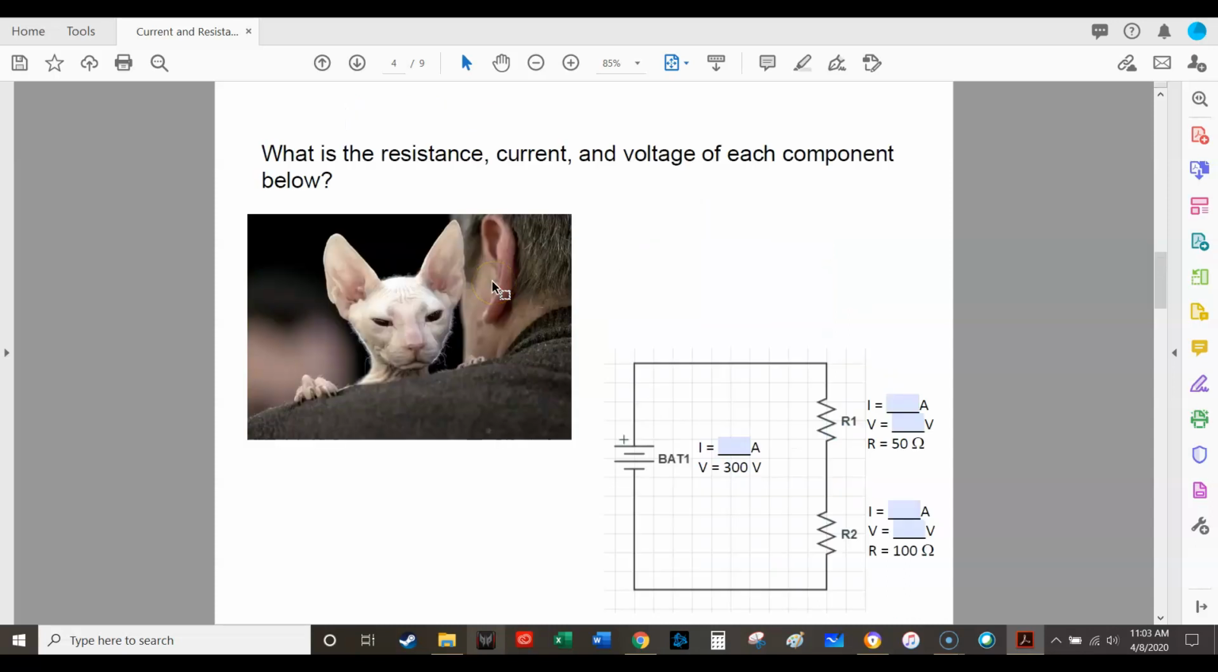All right? This is a puzzle, just like the other puzzles. Again, we want to know what the resistance, current, and voltage is across each component. Don't stare at the cute kitty who is obviously staring at you, wondering what is happening.